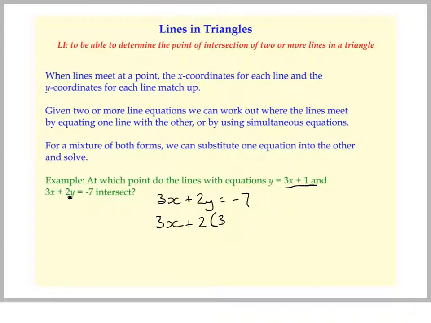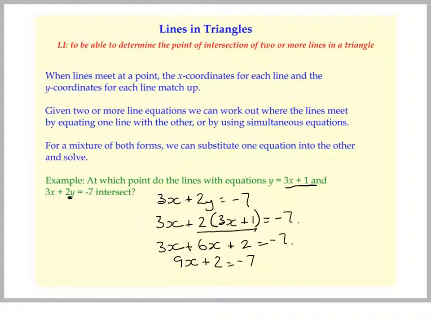of 3x plus 1 equals minus 7. Now you've got to take care to multiply this out correctly, but we'll get 3x plus 6x plus 2 equals minus 7. 9x plus 2 is minus 7. 9x equals minus 9. I'm going to fall off the end of the page. x equals minus 1.